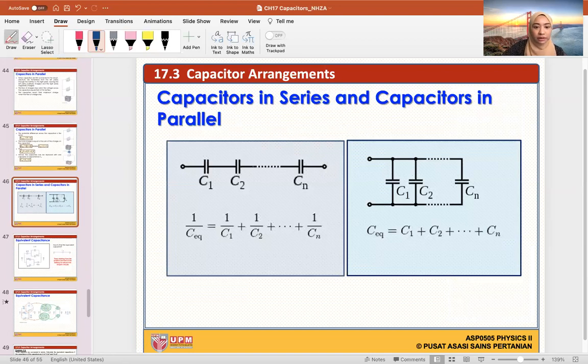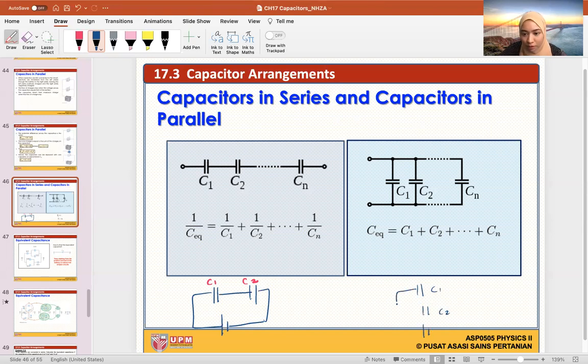Okay, so let's use this diagram. Previously we talked about capacitors in series, right? Let me redraw the capacitors in series. So it was like this, and this is C1, this is C2. And then we also had capacitors in parallel. So this is C1, C2, and then we had the battery. I'll draw it again so that you can try to relate.